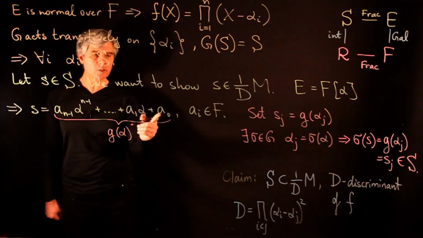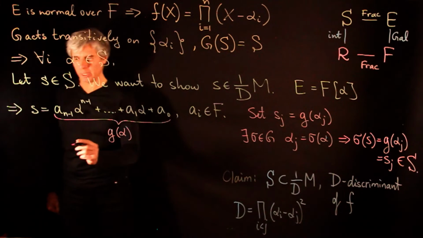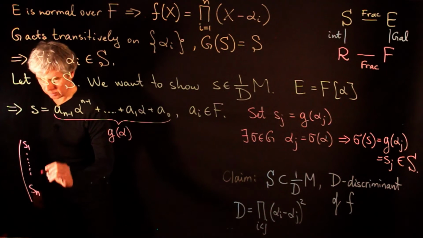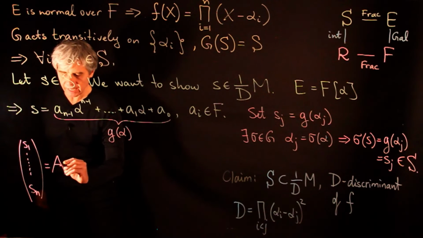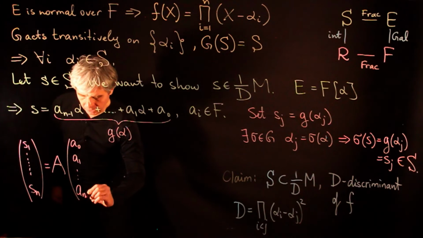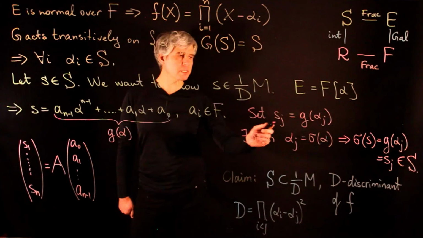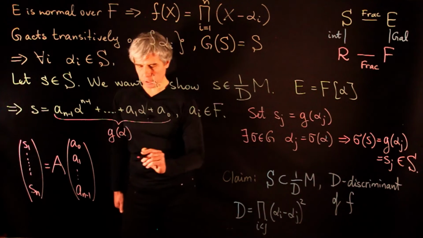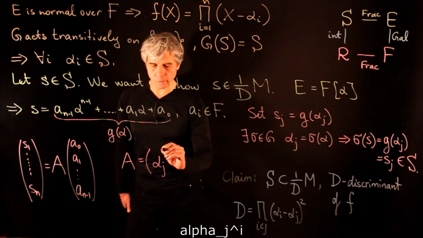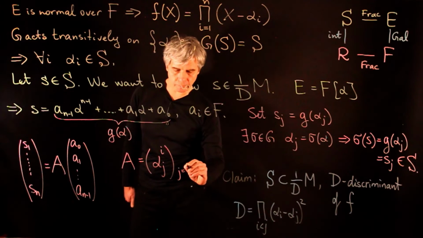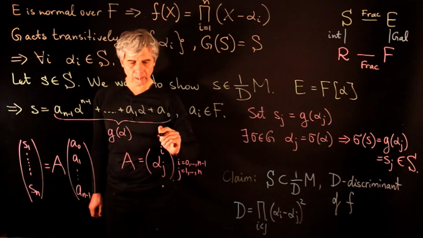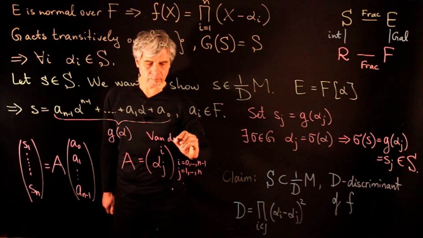Now we want to do linear algebra and treat the a_i's as indeterminates. Then we have that the column vector s_1 through s_n is equal to some matrix A times the column vector a_0, a_1 up to a_{n-1}. Now, what is the matrix A from this system of equations? The matrix A will have entries that are alpha_j raised to the power i. Here j goes from 1 to n, and i goes from 0 to n minus 1. And we see that this is a Vandermonde matrix.